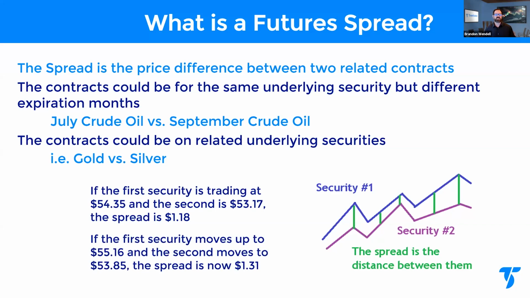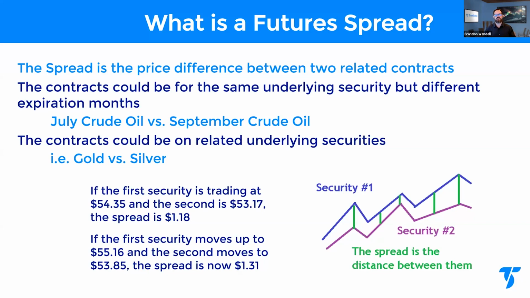And basically, the first security moved up. Let's say it went from 54.35 up to 55.16. The second security also moved up, but the spread widened because it didn't move up as fast. You can see the difference between those two now is $1.31.